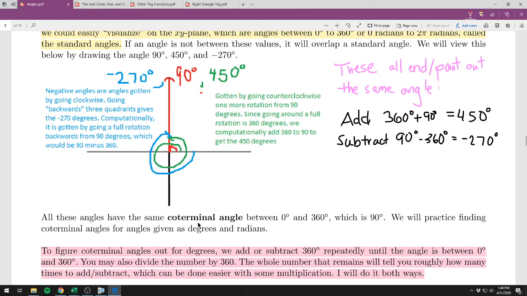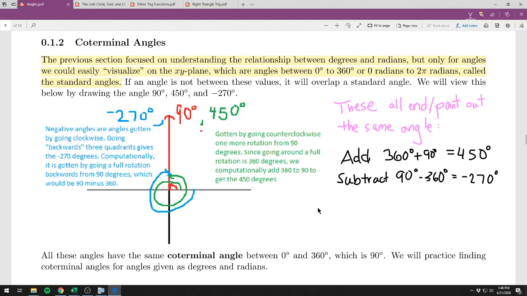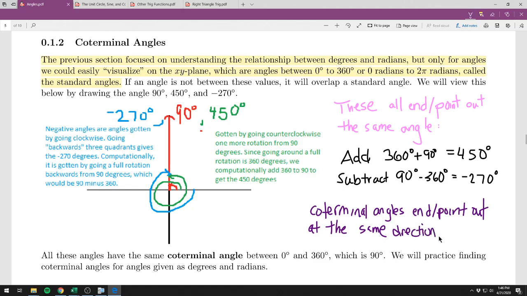Right, so we say all these angles have the same coterminal angle between 0 and 360 degrees, which is 90, because they end at the same spot. So let's just write that in, even though it's kind of written here in a lot of places. Coterminal angles end or point out at the same spot, the same direction, whatever wording helps you the most. All of these are pointing towards the positive y-axis direction, 90 degrees.